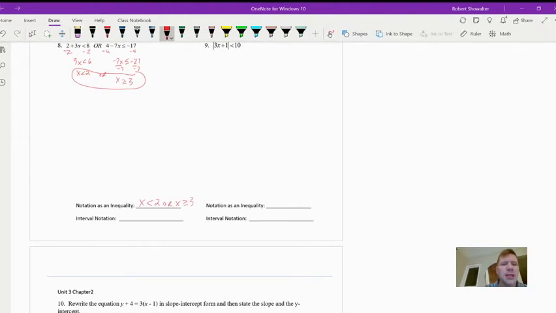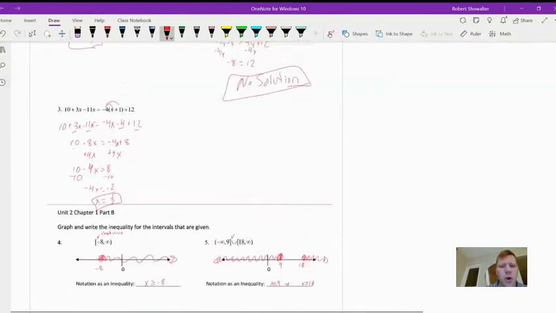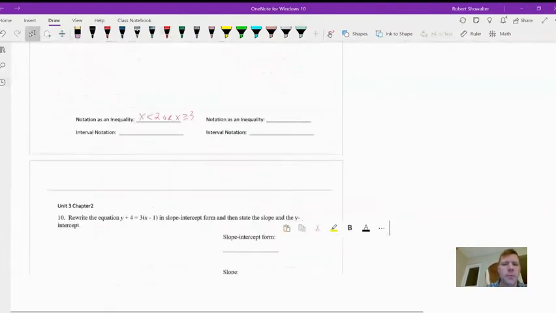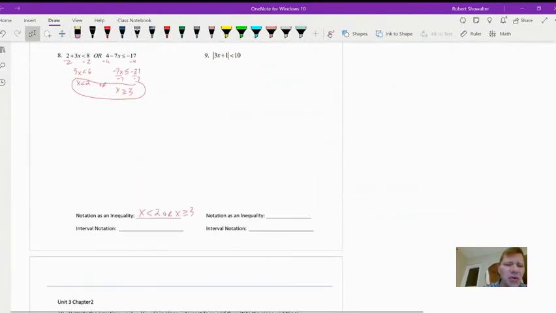Interval notation. This is going to be just like number 5. It's going to have 2 parts, so we need to take that into consideration. We have negative infinity, because x is less than 2, all the way to 2, with a regular parenthesis. And the union, bracket 3 to infinity.